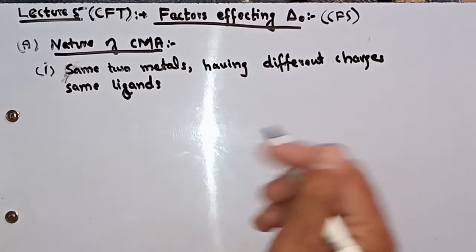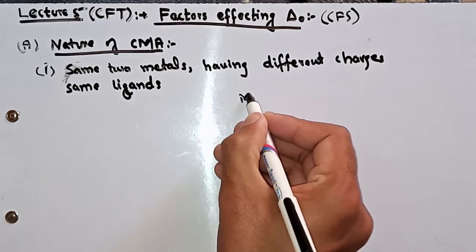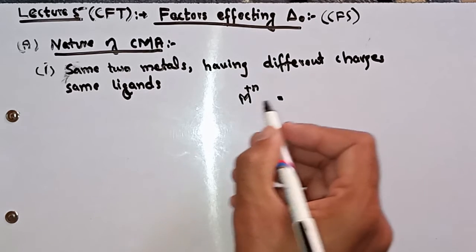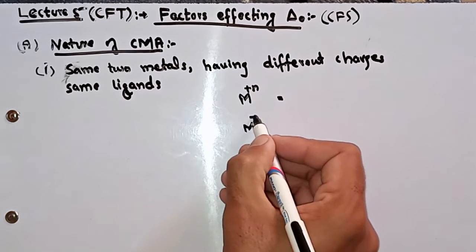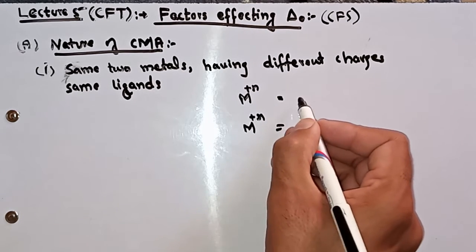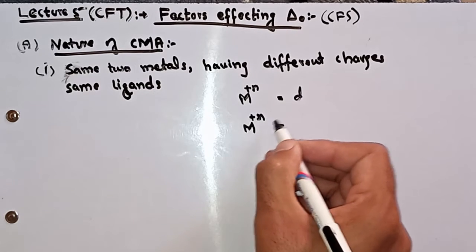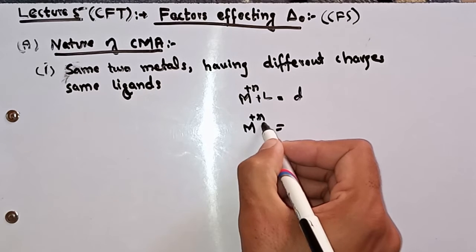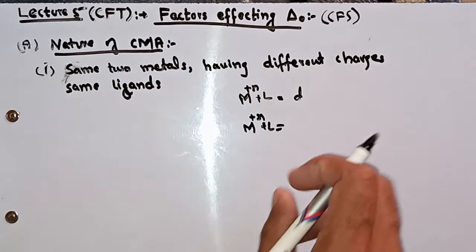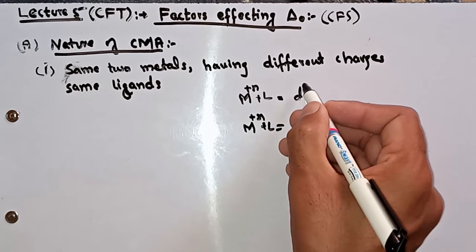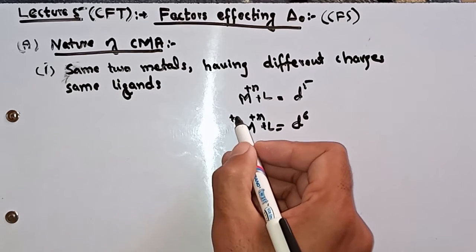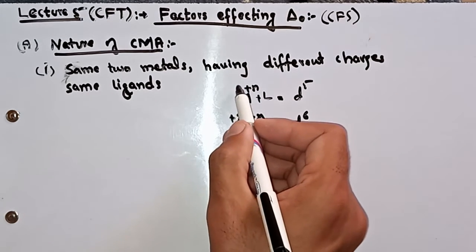Here are two metals, one metal is M^(n+), and here is the same metal again. Both are the same atom and both have the same ligands. Only the number of electrons or the oxidation state of the central metal atom changes. So what will happen? Let's suppose here is d5 and here is d6, meaning here the oxidation state would be plus 2, and here the oxidation state will be plus 3.